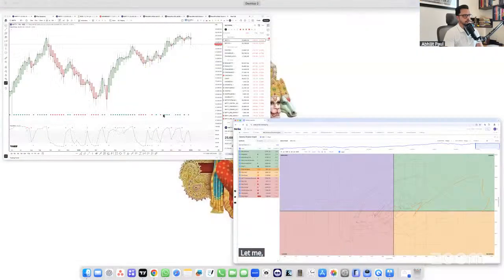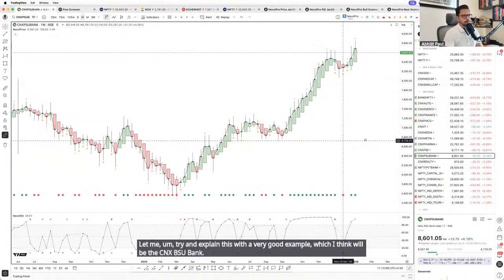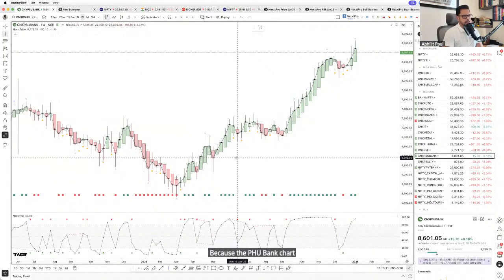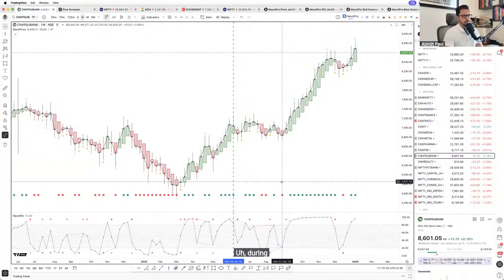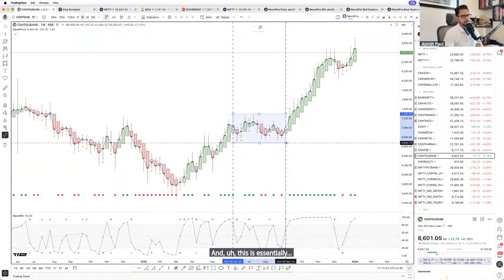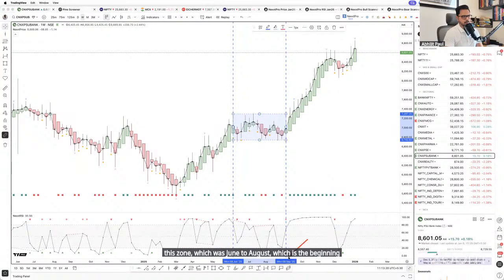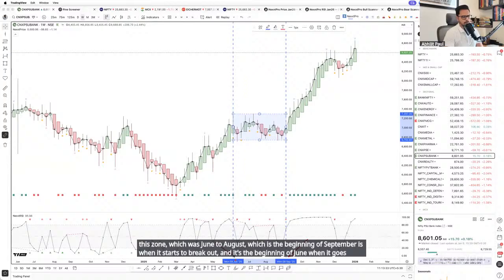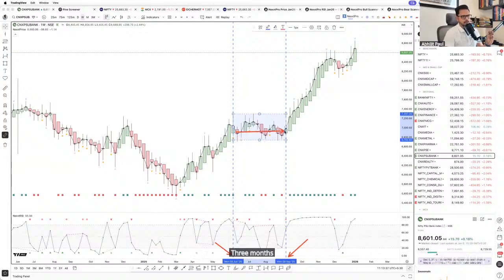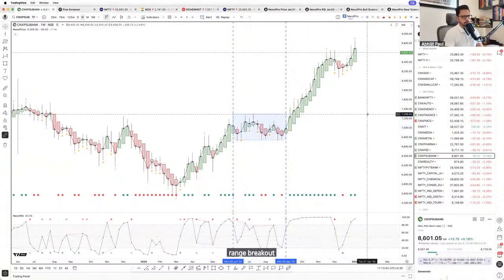So let me try and explain this with a very good example, which I think will be the CNX PSU Bank. Because the PSU Bank chart consolidated during this period, essentially this zone, which was June to August. Just the beginning of September is when it starts to break out, and it's the beginning of June when it goes into the range bound. So June, July, August, 3 months it stayed range bound. Before the range bound, the tendency was on the upside. And after the range bound consolidation, the tendency continued and it went up. This is price analysis. Typical classical price range breakout, box breakout, rectangle breakout kind of thing.